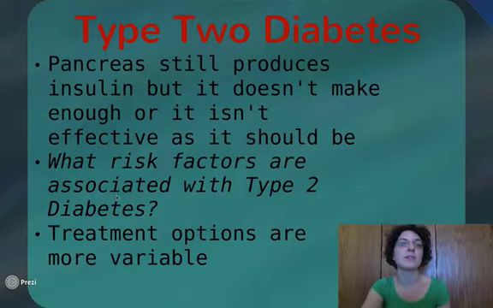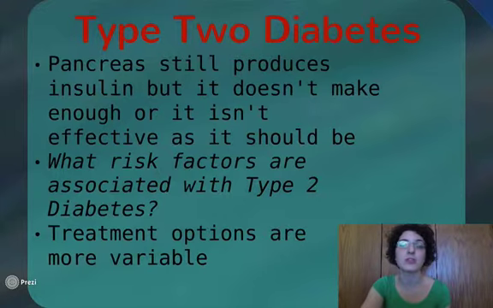So what are the risk factors with type 2 diabetes? This is a little different from type 1. It is definitely very genetic, but tends to run a lot more strongly in families than type 1 does. And there's also multiple lifestyle risk factors that can predispose people to getting type 2 diabetes. So those include a poor diet, lack of physical activity, and obesity.